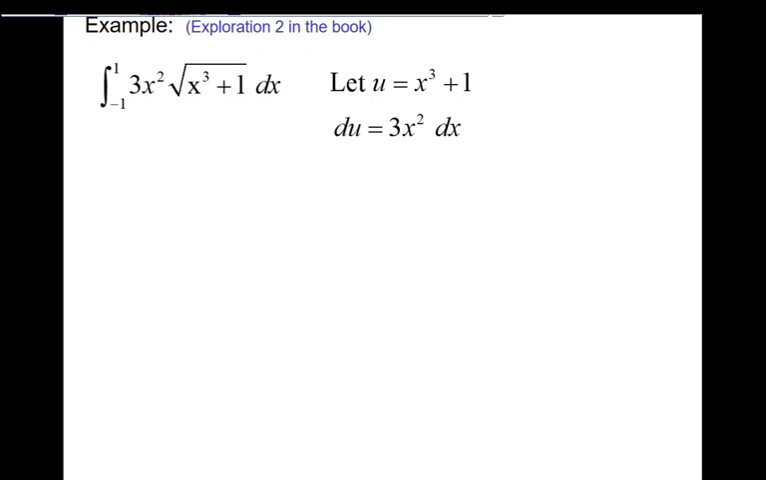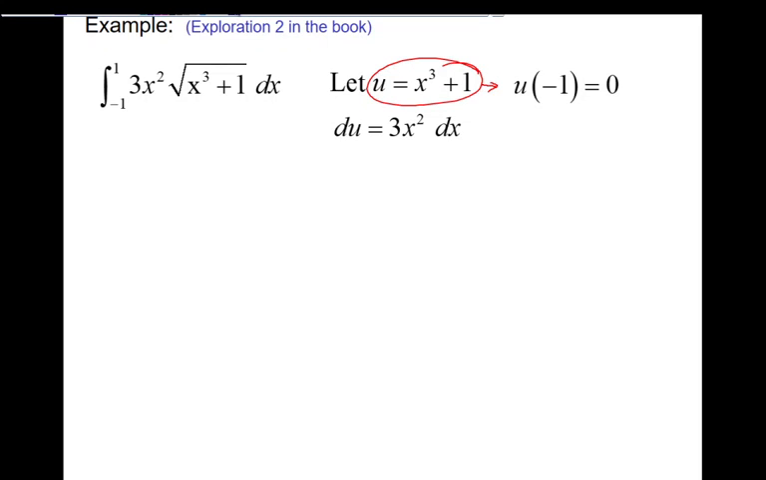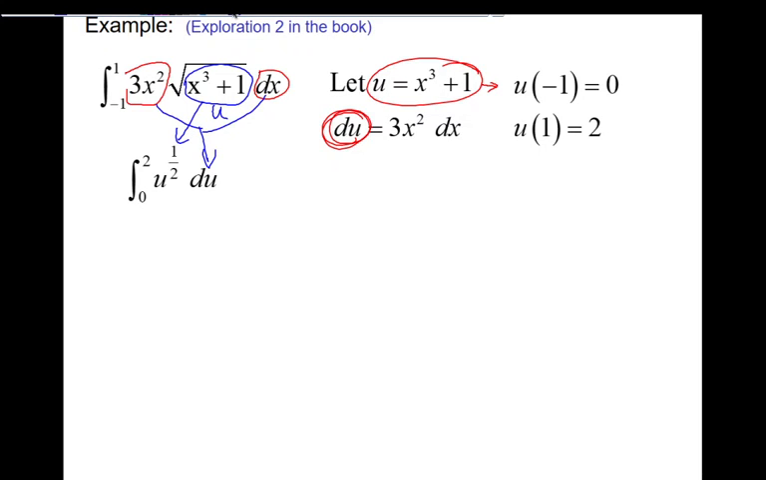Which means I'm going to use this equation right here to find my new limits. I plug in -1, and when I plug in -1, I get 0. And then when I plug in +1, I get 2. Then I rewrite this in terms of u. Remember, this right here is du, and this right here is u. So this is u to the 1/2, and this right here is du. And I've put in my new limits, so instead of -1 to 1, I'm doing it from 0 to 2.